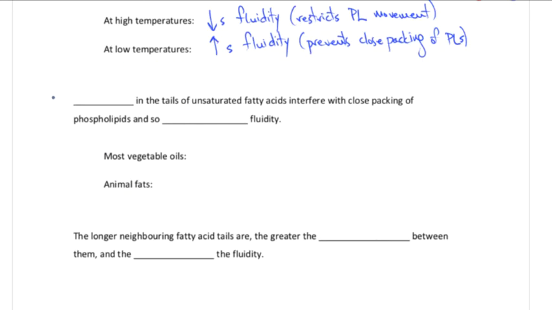Let's look at another mechanism that affects fluidity. Double bonds in the tails of unsaturated fatty acids also interfere with close packing of phospholipids, like we saw with cholesterol above, and so they also increase fluidity, like cholesterol did at low temperatures. So a fatty acid has a carboxyl group at one end that I'm not going to draw, and then it has a hydrocarbon tail, meaning lots of carbons joined together with hydrogens around it. We'll get into the chemical structure of fatty acids more in a later unit, but for now, this is the hydrocarbon tail part of it.